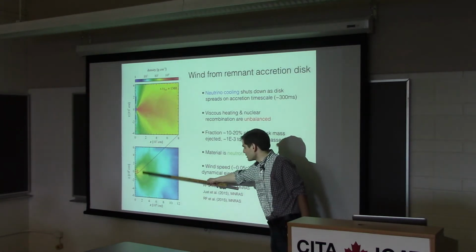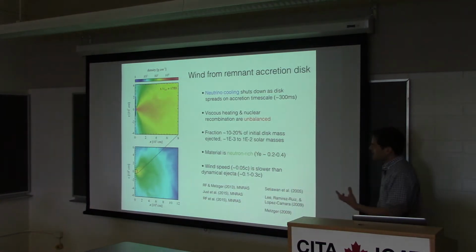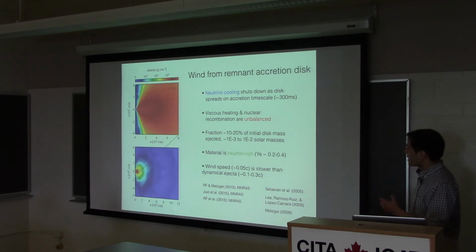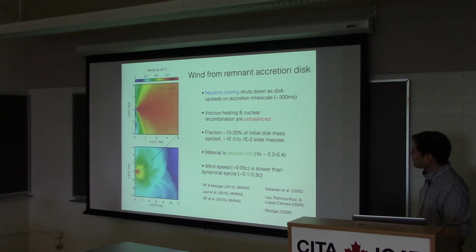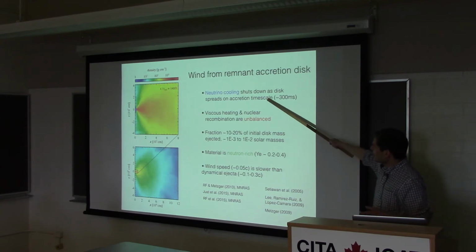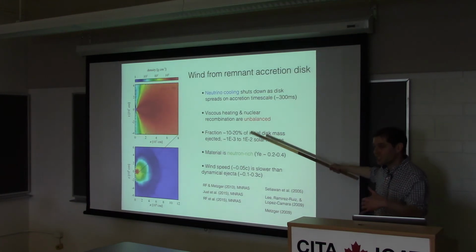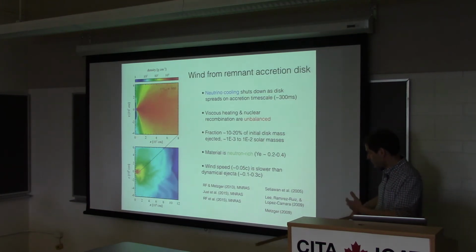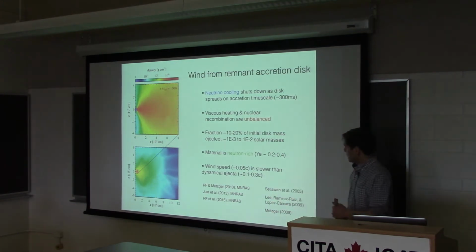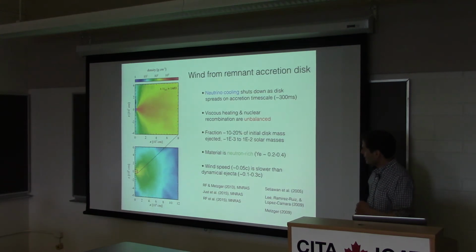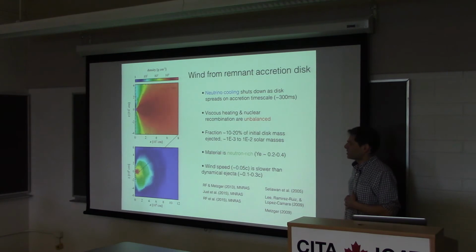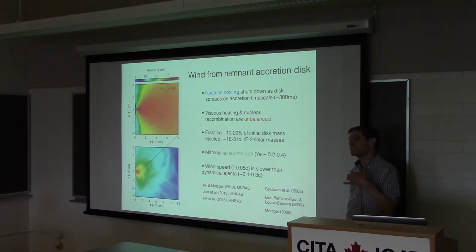Okay, so this is an animation of the evolution of a disk evolved in 2 dimensions, in hydrodynamics with all the physics I just described. And as I said, when you don't include magnetic fields, once neutrino cooling shuts down and the disk spreads out, that is really when the mass ejection begins. Under these assumptions, the disk can eject about 10 to 20% of its initial mass.